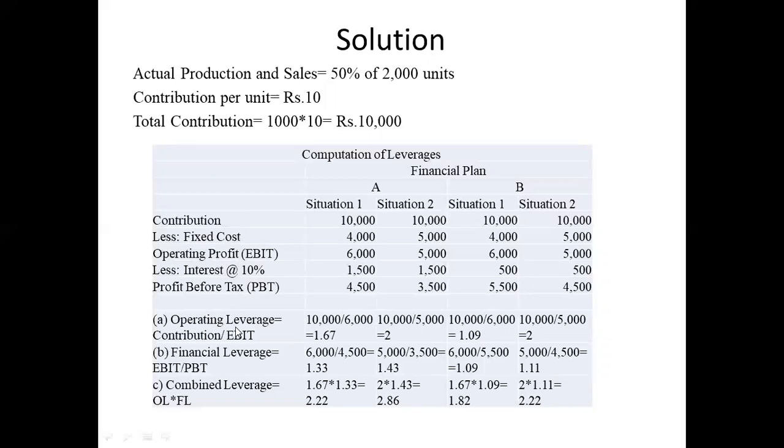So we calculated operating leverage and we calculated financial leverage as well. So what is the highest value? Highest value of combined leverage is 2.86, financial leverage 1.43 and operating leverage 2. So it means the situation 2 of financial plan A will give you the highest value for the leverages.